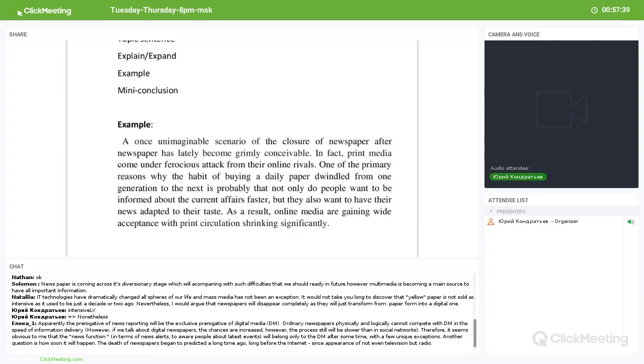Therefore, it seems obvious to me that the news function, in terms of news alerts, to make people aware of the latest events. Okay, maybe the latest events would be better than just latest events. Will belong only to the DM after some time, with a few unique exceptions. Another question is how soon it will happen.